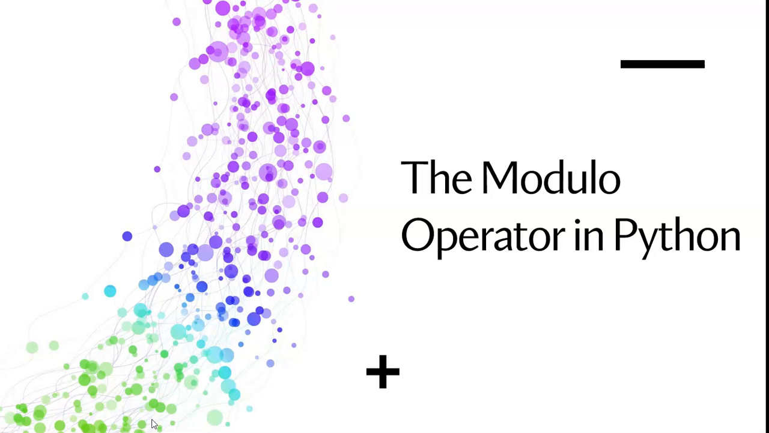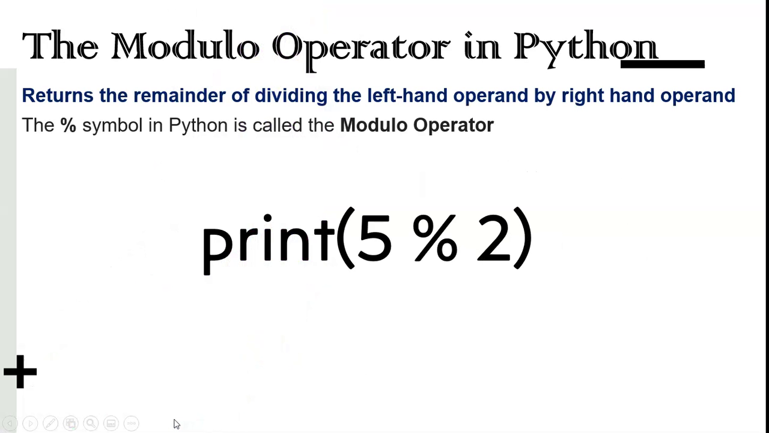Modulo operator in Python. The modulo operator in Python returns the remainder of dividing the left-hand operand by the right-hand operand. The percent symbol in Python is called the modulo operator. Here, we're telling the program to print the remainder of when we divide 5 by 2.